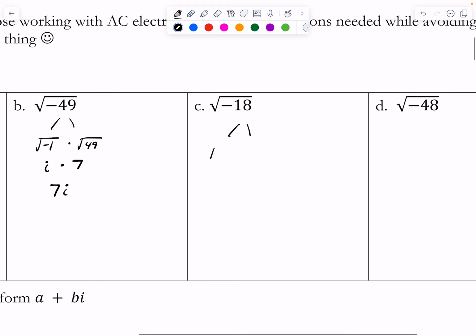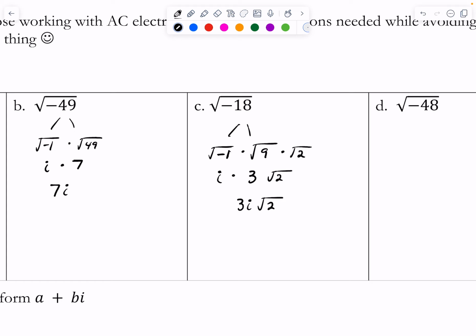Part C, we break this down again into that -1, and then I'm going to break this down into 9 times 2, right? You could use 6 and 3 if you wanted to, but I use 9 and 2 because 9 is a perfect square. We know this is i, the square root of 9 is 3, and the square root of 2, nothing can break down from that. So I would write this as 3i times the square root of 2.